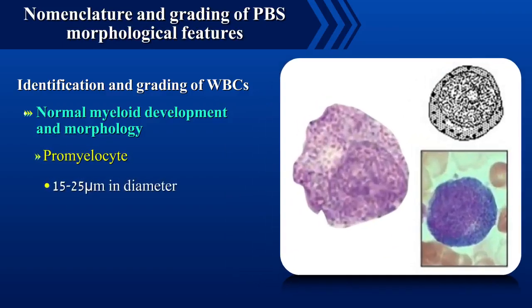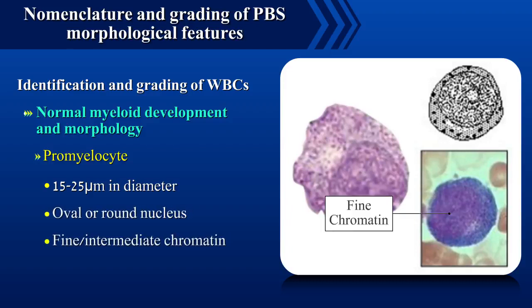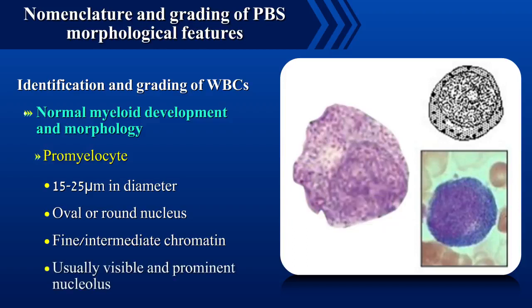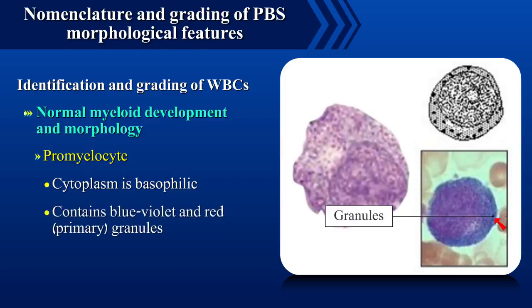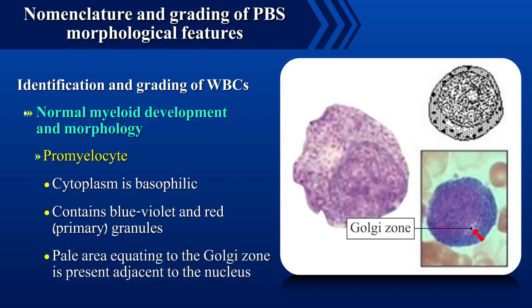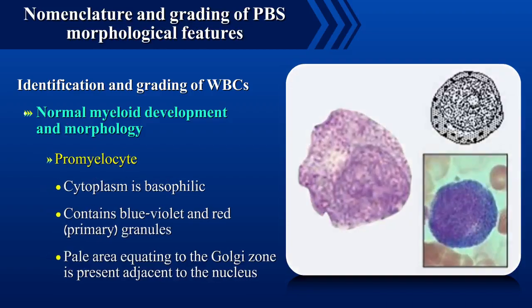Promyelocytes are 15 to 25 microns in diameter, have an oval or round nucleus with fine or intermediate chromatin and a usually visible and prominent nucleolus. The cytoplasm is basophilic and contains blue to violet and red granules. A pale area equating to the Golgi zone is present adjacent to the nucleus.